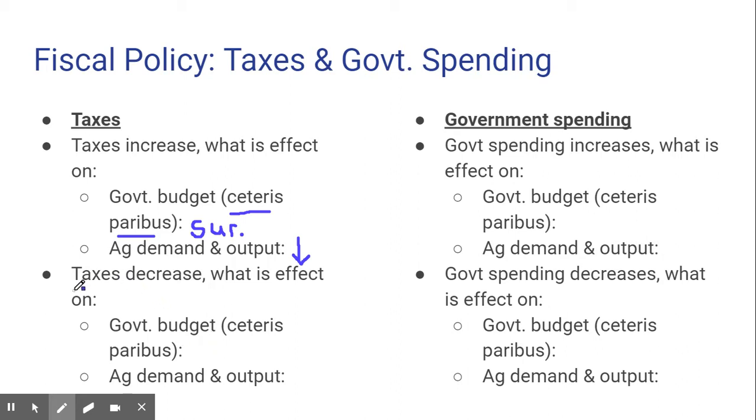All right, now if you've just flipped it, say the government cut taxes. Hey, guess what? You're getting 5 to 10% more back on your income, on your paychecks. Government budget is now going to move towards a deficit.